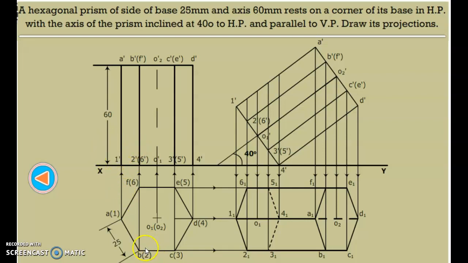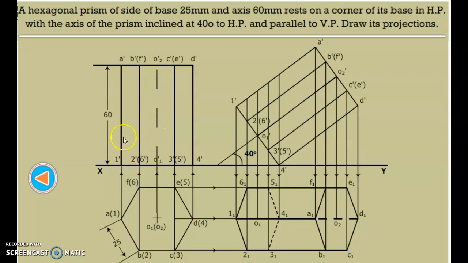This will be your 2 dash bracket 6 dash. This will be, so this is the center axis. This will be 3 dash bracket 5 dash. So when I am going to mark in bracket, it is called as hidden. This will be 4 dash. Okay, from here what is the height? The height is, axis height is 60 mm. So from here draw a 60 mm axis.